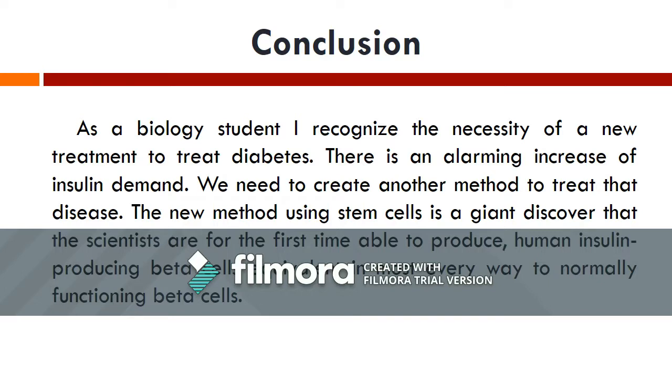The conclusion: as a biology student, I recognize the necessity of a new treatment to treat diabetes. There is an alarming increase of insulin demand. We need to create another method to treat that disease. The new method uses stem cells. It's a giant discovery that the scientists are, for the first time, able to produce human insulin-producing beta cells equivalent in most every way to normally functioning beta cells.